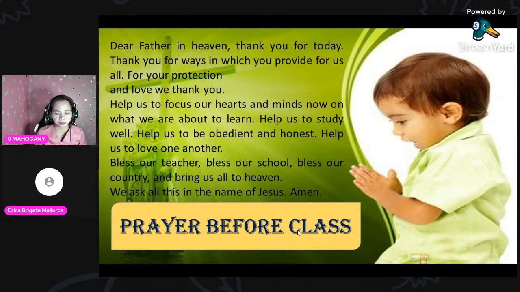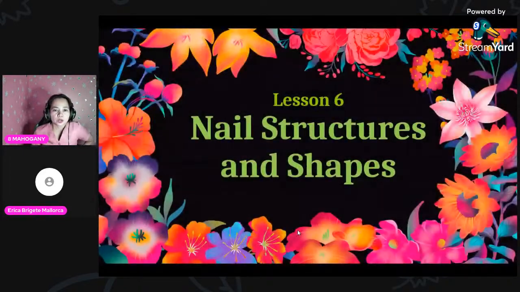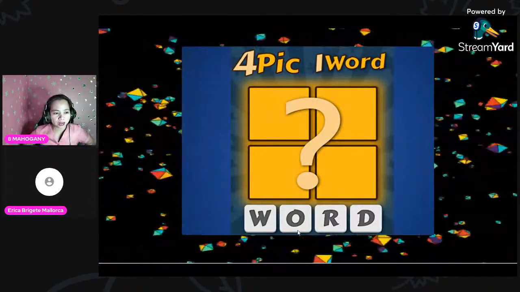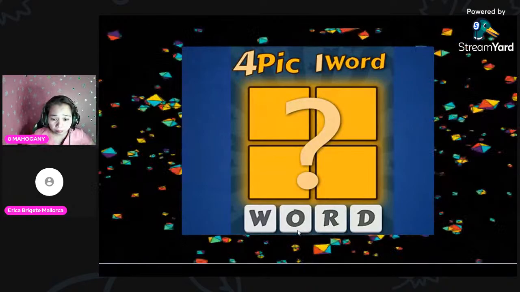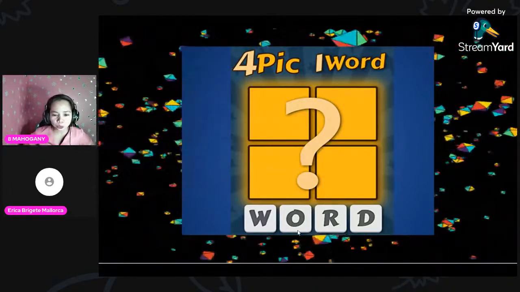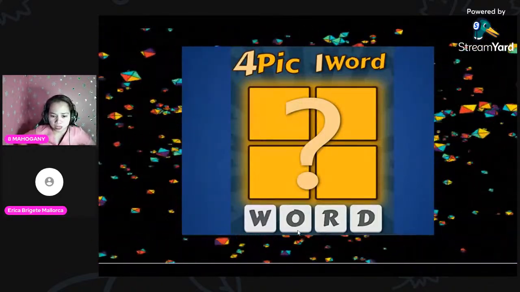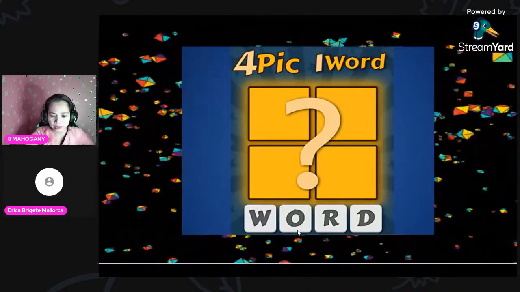Okay. So again, good afternoon. Before we are going to start with our new lesson for today, it's all about nail structures and shapes. We shall have first a review. Are you ready for our review for today? So we have four pick one word. Alam kong alam niyo po ito. So we're going to have a short review. You are going to write your answer in the chat box and every slide that is asked for you to answer.